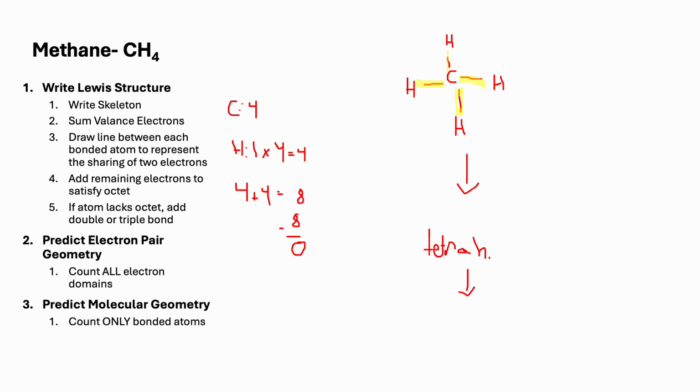We're going to predict its molecular geometry, and that is where you count only the bonded atoms. Well, we are in luck. This carbon only has bonded atoms to it. It does not have any lone pairs. So again, it's going to be tetrahedral. So I'm going to try to draw that shape out for you.